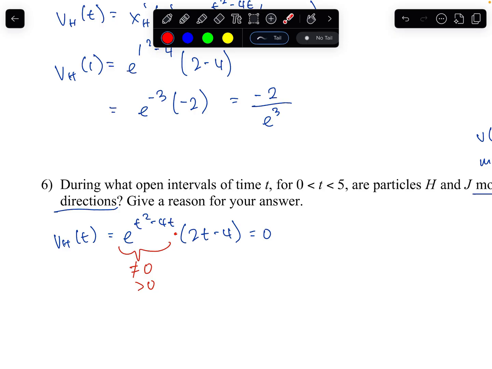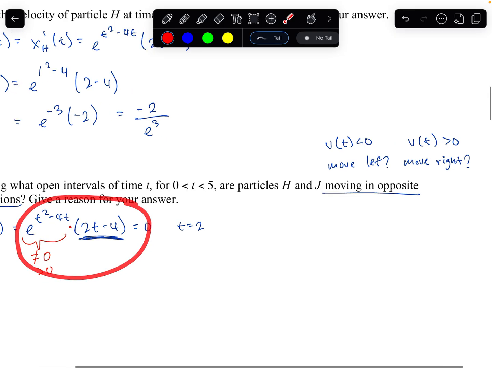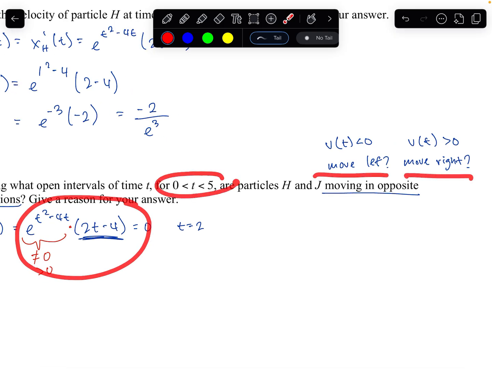The AP exam likes to use the zero product property. Algebra does too. The zero product property is your best friend, honestly. It's a property that you use all the time. So when will this equal 0? When this equals 0, and that will equal 0 when t is equal to 2. So now that we have an idea of when this will be equal to 0, it helps us break it down. When is it moving left and moving right on this interval?